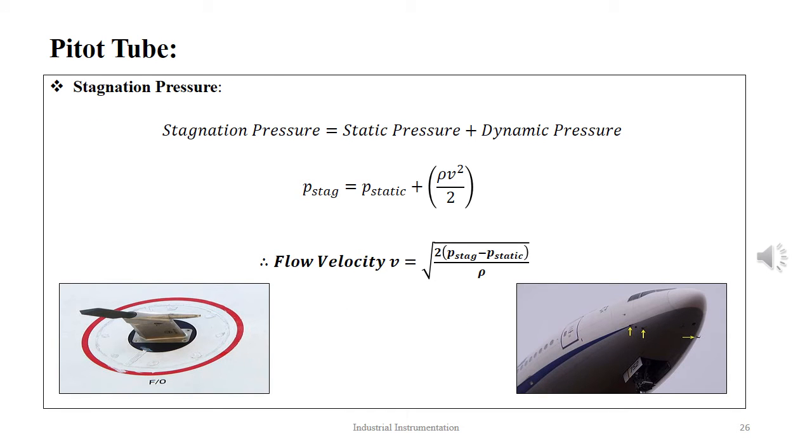In a Pitot tube, the stagnation pressure is given as static pressure plus dynamic pressure. Thus, P stagnation equal to P static plus rho V square by 2. Thus, the flow velocity V is given as under root 2 into P stagnation minus P static by rho. Here we see a Pitot tube mounted on an Airbus.